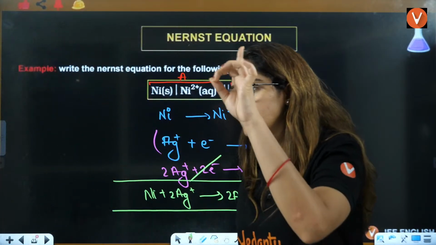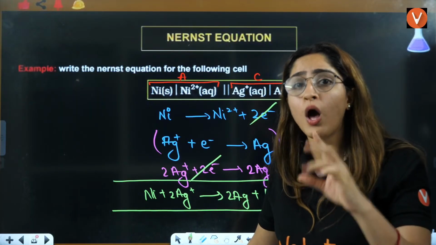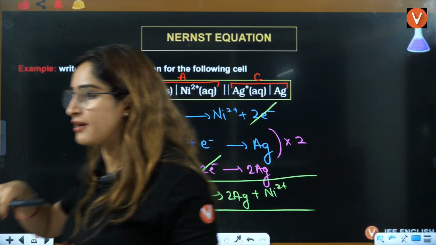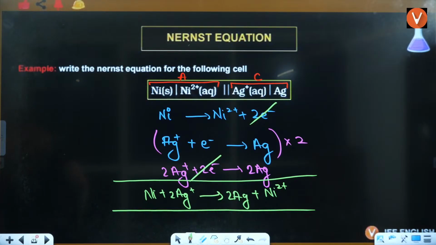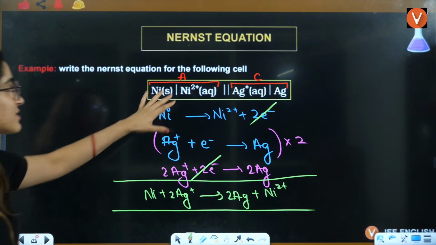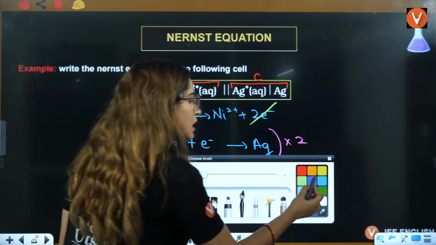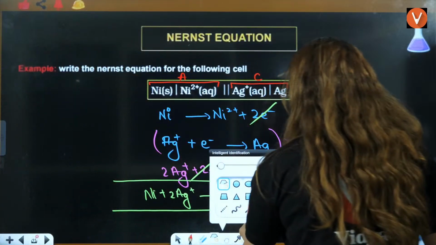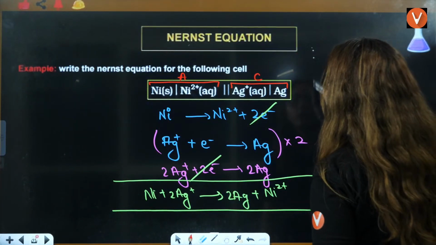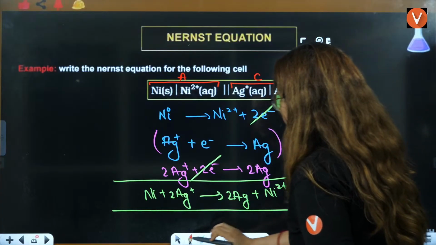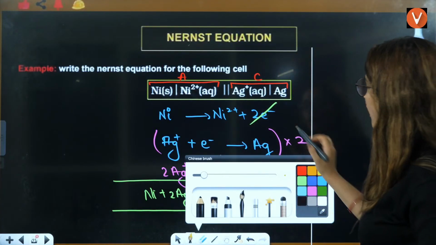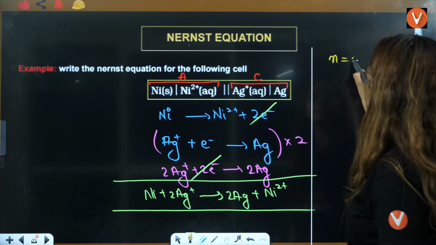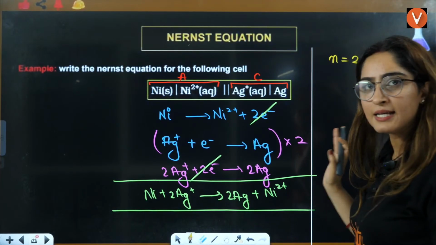The first step is you should know how to write the reaction from the cell representation. If you are clear on that, how to write the reaction from the cell representation, now you will be able to solve this question easily. First thing, if you want to find the value of n, can you tell me what will be the value of n, guys? Number of electrons lost and gained is 2. So, n will be equal to 2, right?